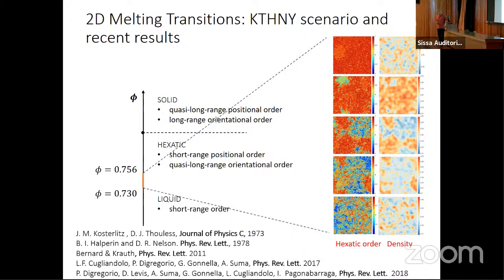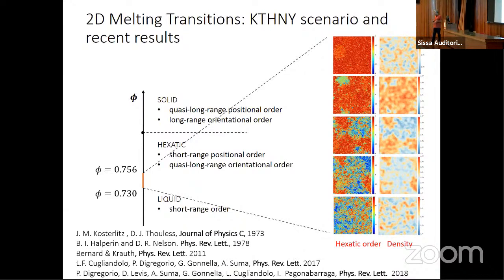On the other column, you have a contour plot of the density, and if you look carefully, you can see that the exotic ordered phase corresponds to a bit higher density. And those are our simulations that confirm results by previous groups.